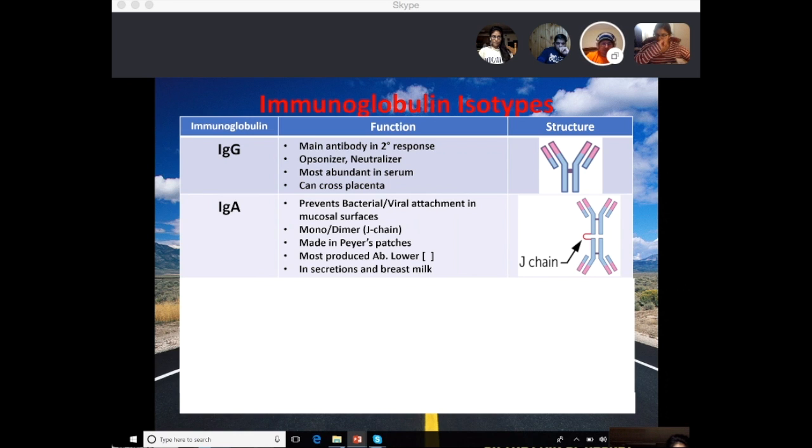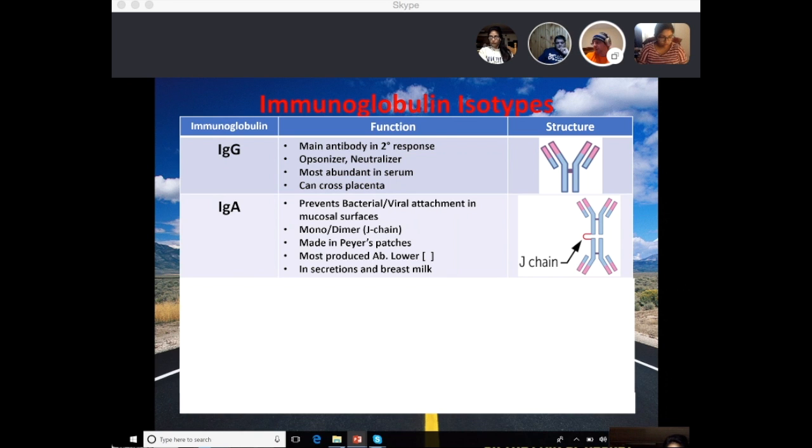Okay, what can you tell me about IgM? It's the immediate response, so that's like the first response. What about shape? It is a pentamer.